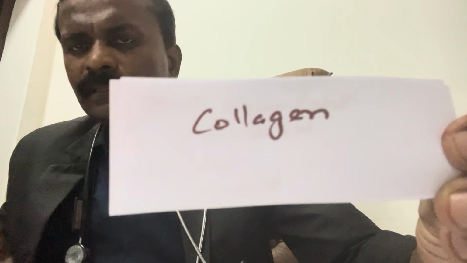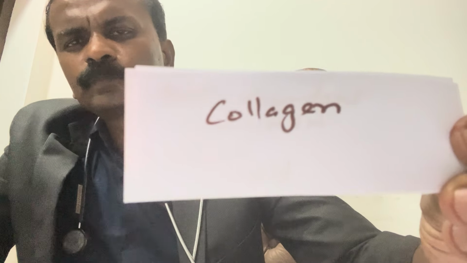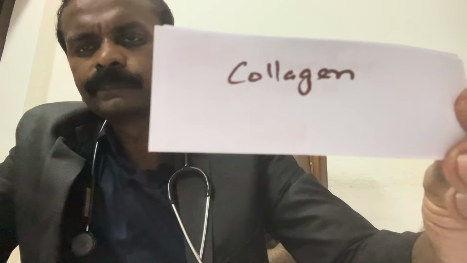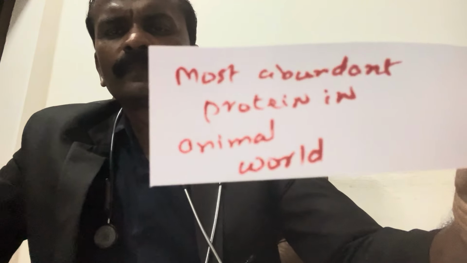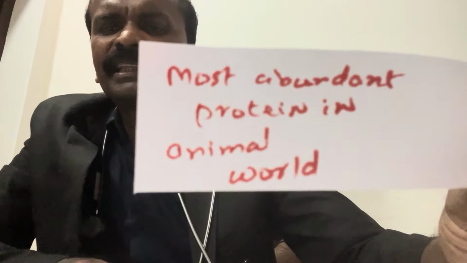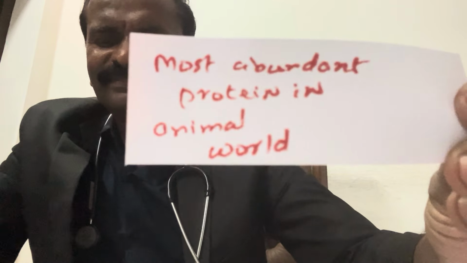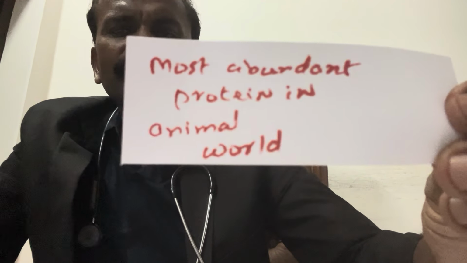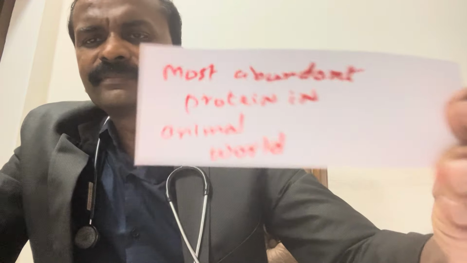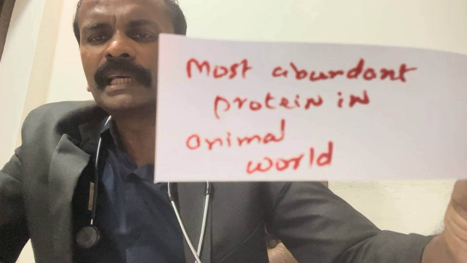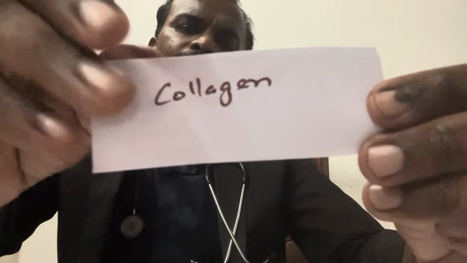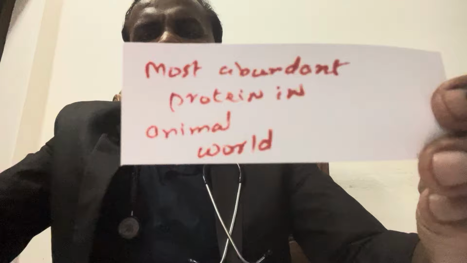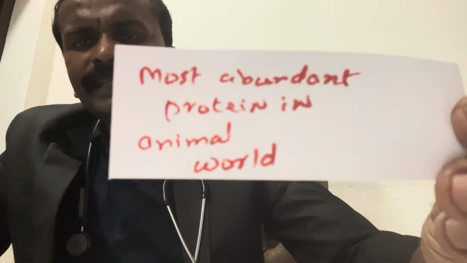The choice is collagen. What will be your answer? Collagen. Most abundant protein in the animal world. Most abundant protein in the animal world is collagen.